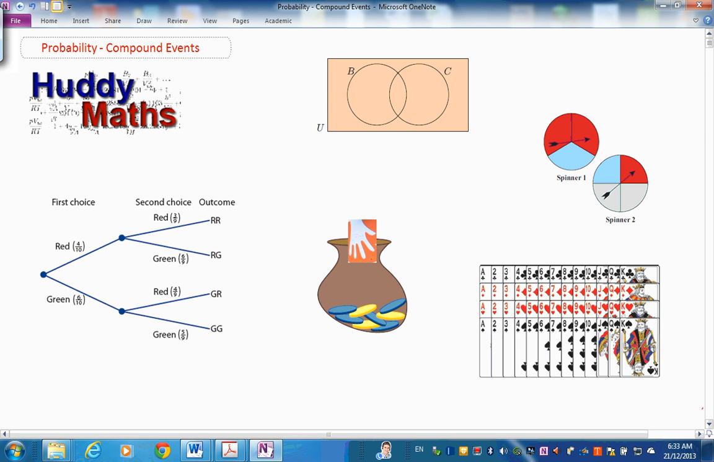Welcome back to Probability Compound Events. What's that up here? Compound events. Oh well, that's a fairly simple idea in actual fact. It's when we've got more than one event combined together and seeing how the results are going to come out of each of those events together.